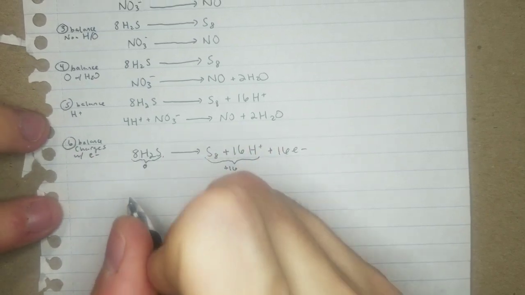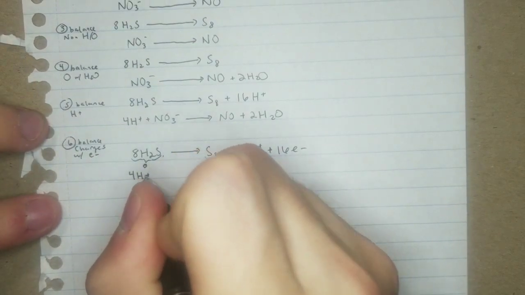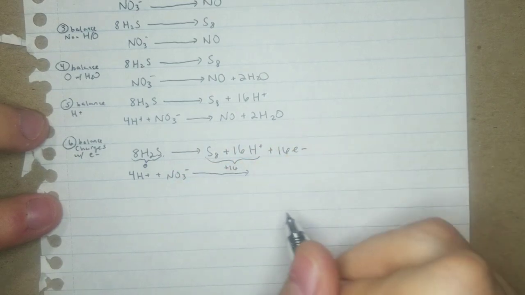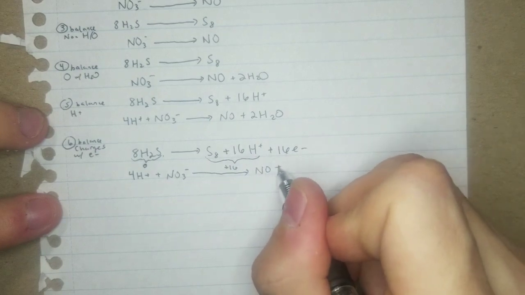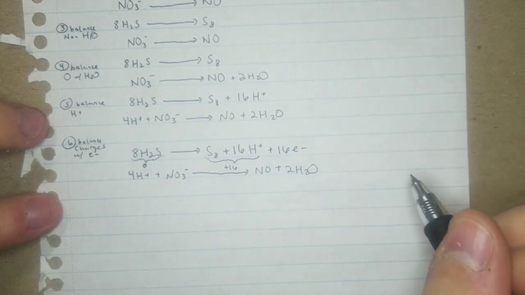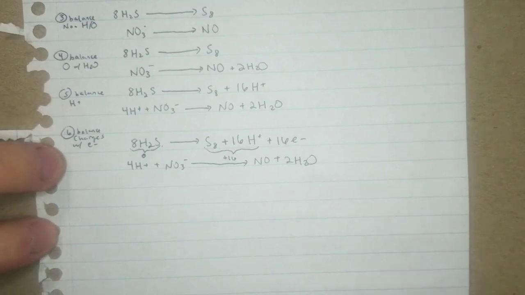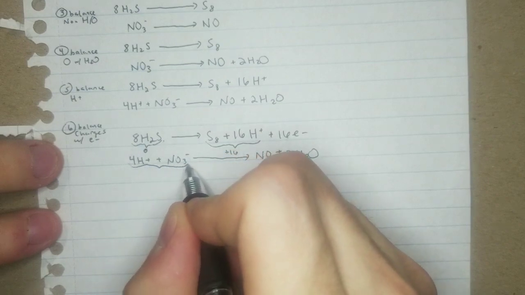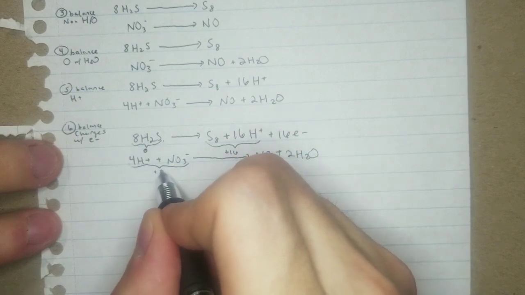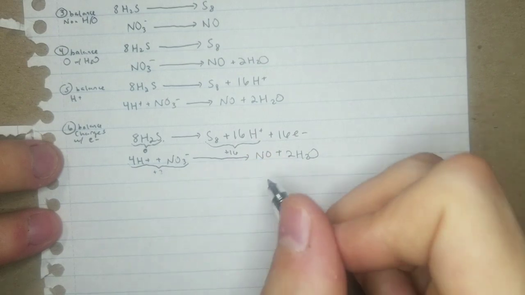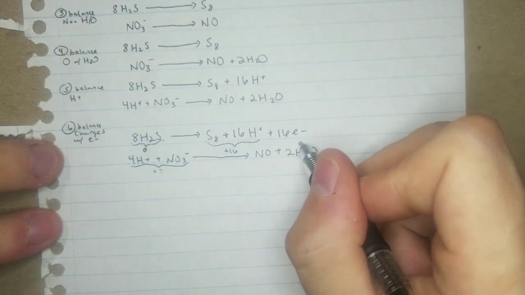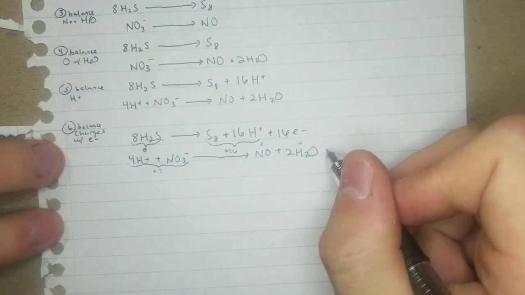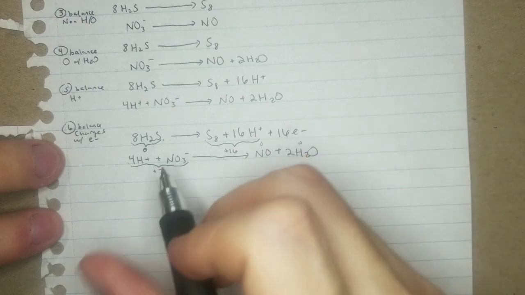Now on the next one we have 4H+ plus NO3- yields NO plus 2H2O. There we go. So now we have, let's see here, a net charge of -1 here, +4 here, so we've got +3 on one side. And then on this side we have nothing here and nothing here. So it looks like we might have to add 3 electrons to this side. Let's see here.